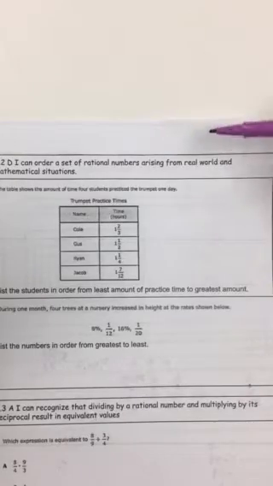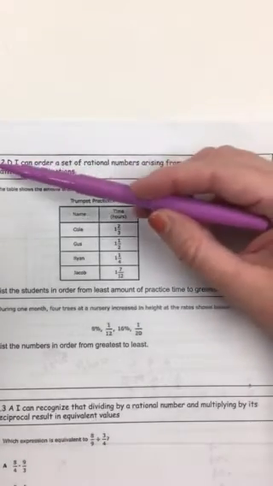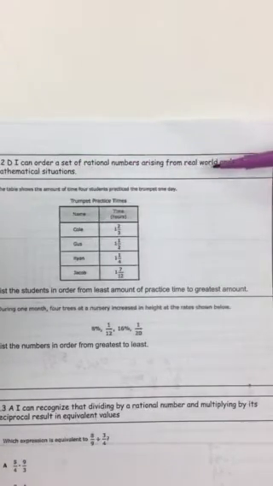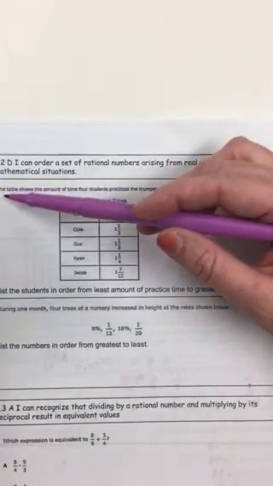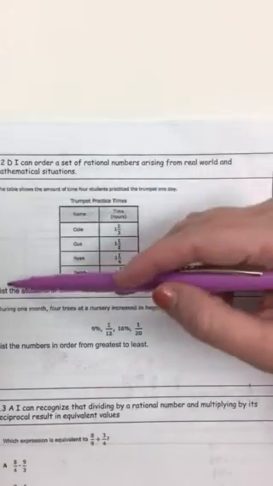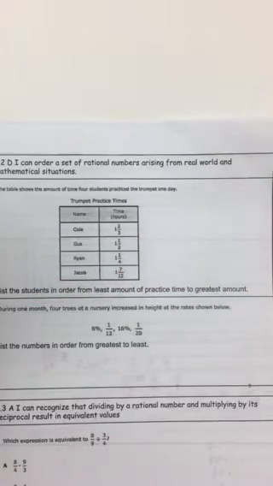Okay guys, we are looking at video number 3 and we're looking at 6.2D. I can order a set of rational numbers arising from real world and mathematical situations. So the question says the table shows the amount of time that 4 students practiced the trumpet in one day. List the students in order from least amount of practice time to the greatest amount of practice time.